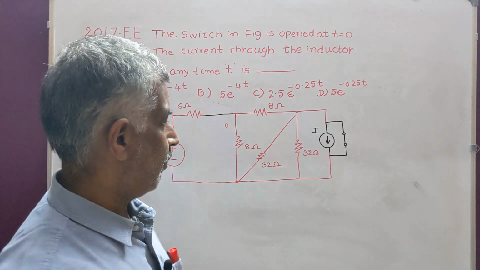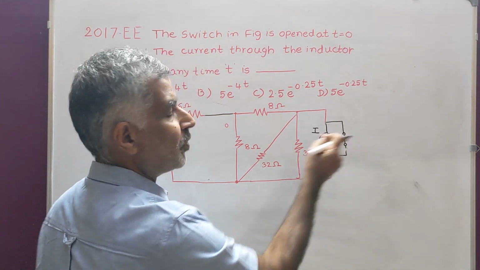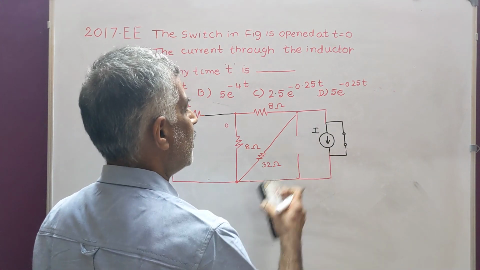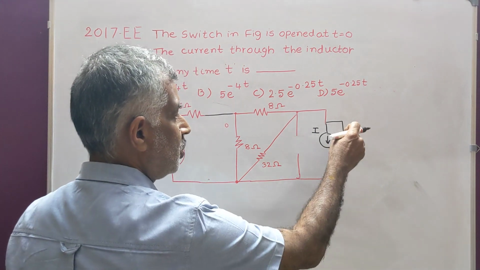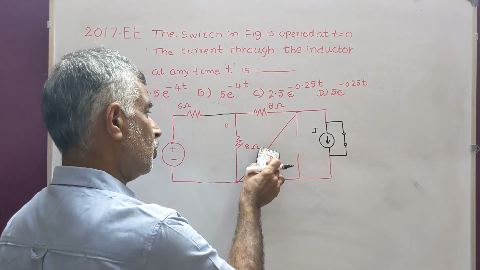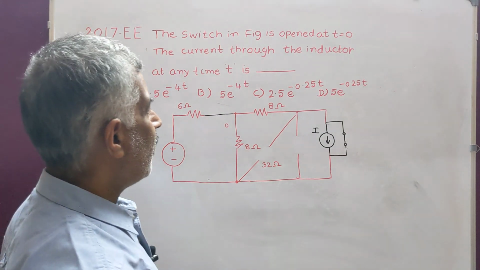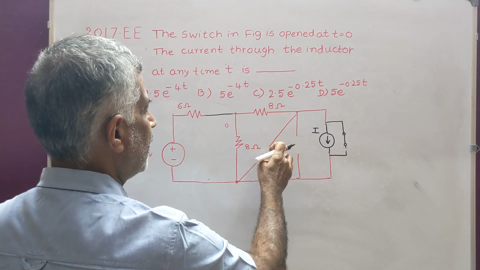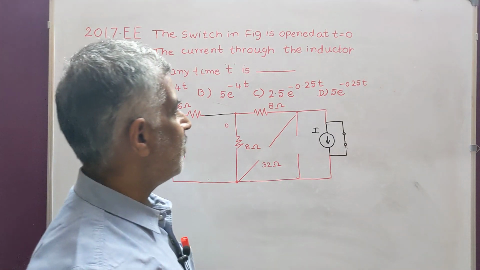Now I will find I. Now this is a short circuit, is it not? So 32 ohms is shorted. Therefore 32 ohms is removed. Next, this short circuit is also across the other 32, so this 32 is also disconnected. Now what is left over? 6 ohms, 8 ohms, then 50 volts.